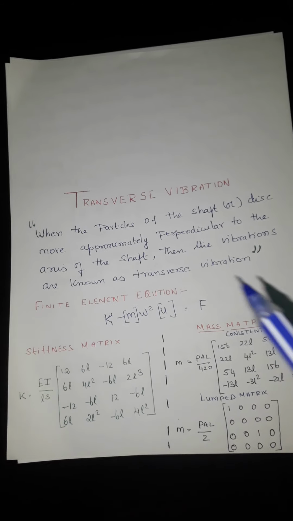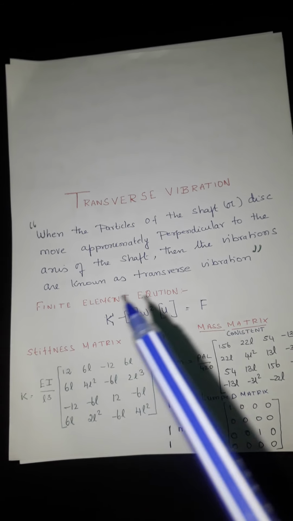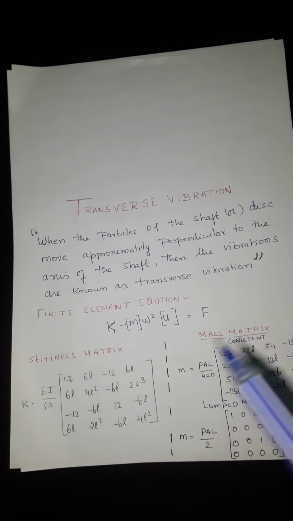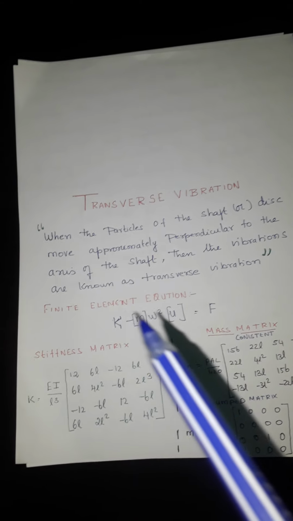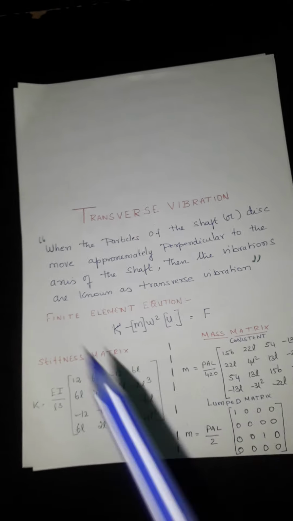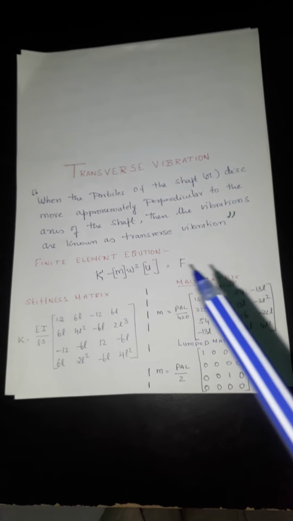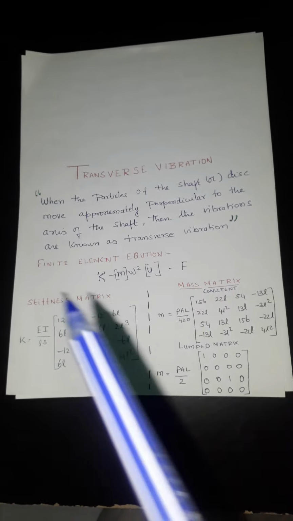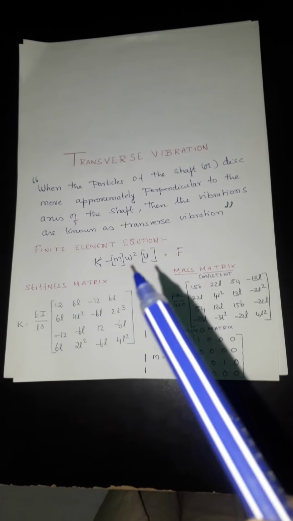natural frequencies. So this is the general equation. It is the same for bar and the same for beam. This is the finite element equation: stiffness matrix, mass, natural frequency, displacement and the force. And this will always be 0, we are not considering any forces at all. So these are the equations.